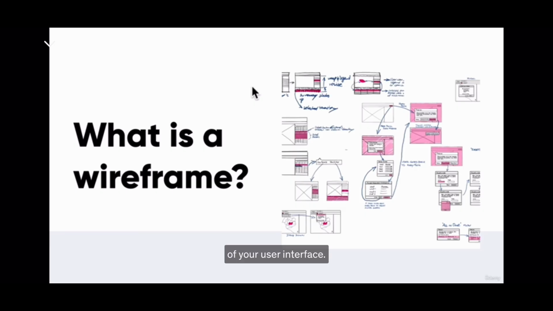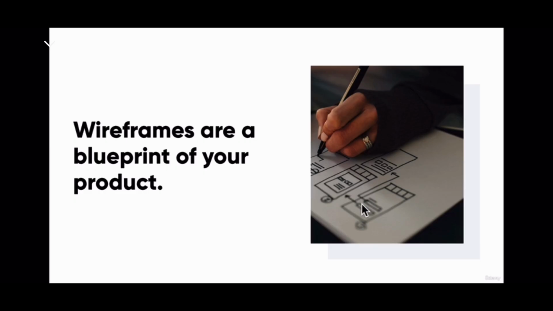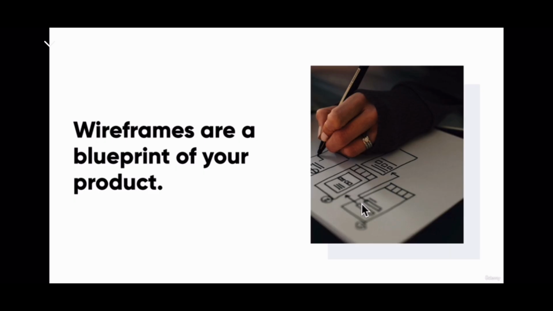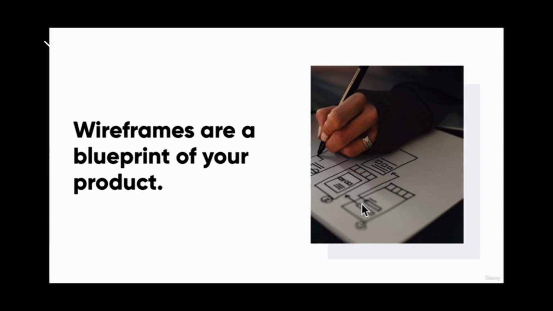conveys the overall direction and description of your user interface. It's basically, as you can see here, like a blueprint of a building, but instead of a building, it describes the details clearly and specifically while giving everyone involved a good idea of the product. It's kind of like the middle ground between your sketches and higher fidelity designs and prototypes.